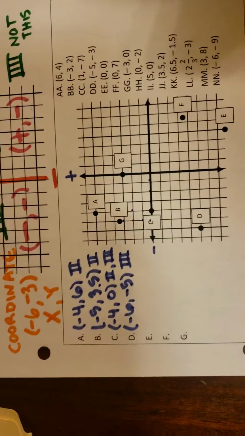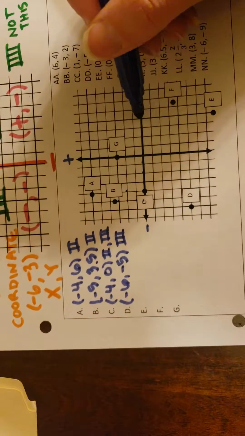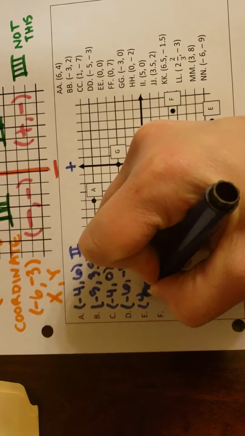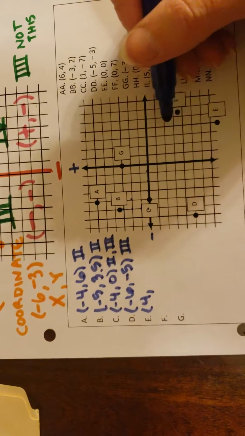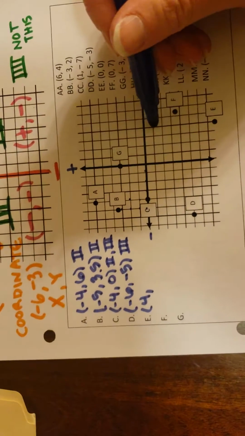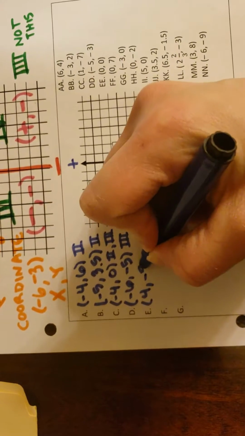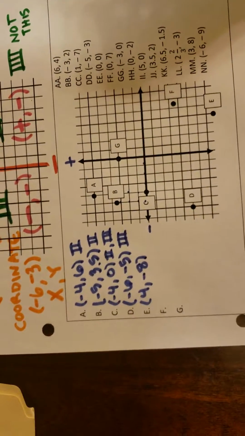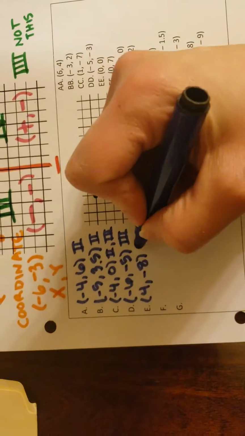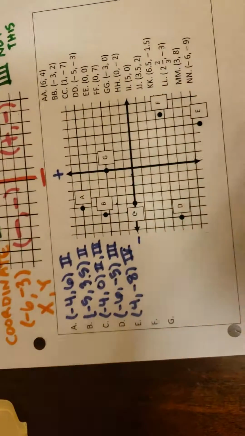It is in both. All right, how about E? 1, 2, 3, 4 to the right, so that's positive. But it goes off the coordinate plane a little bit. Is it okay to estimate? In this case it is. So 1, 2, 3, 4, 5, 6, 7, 8. Down is negative. And what quadrant is that in? Quadrant 4.